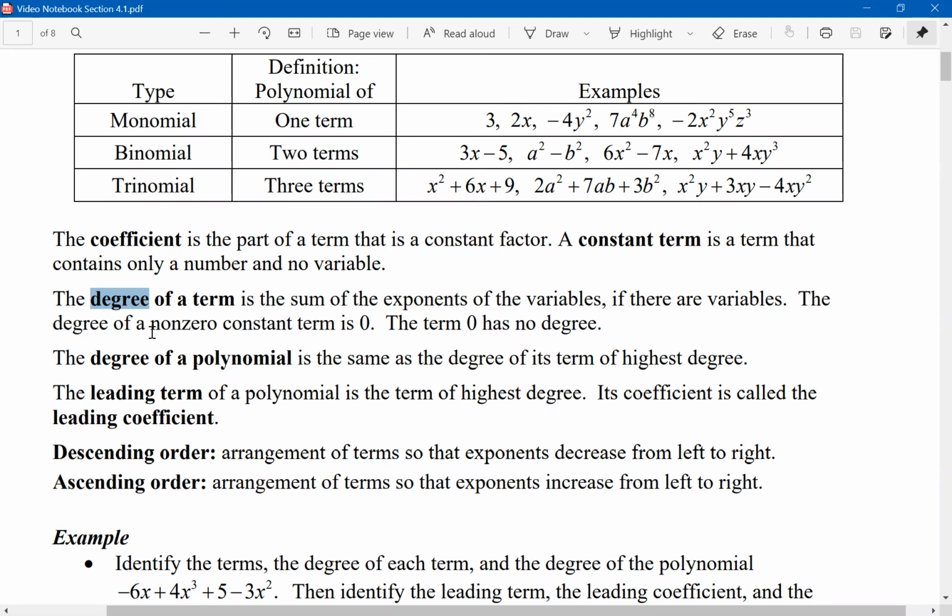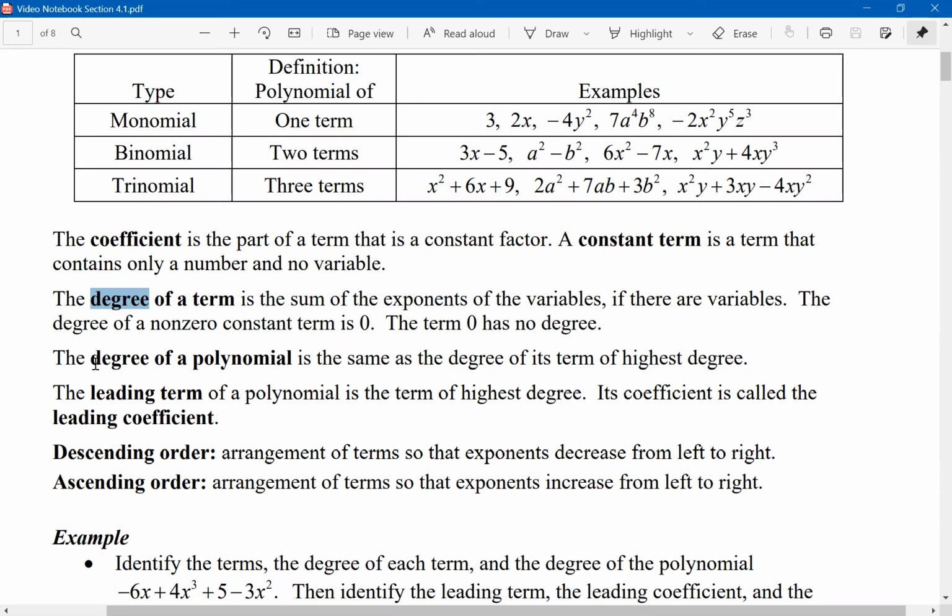The degree of a non-zero constant term is 0. The term 0 has no degree. Okay, so basically if there's an exponent, that's your degree. If there's more than one exponent within the term, you add them together. We're going to see examples of all this very soon. Okay, but just to give a really quick one, up here, if we see 7a to the 4th, b to the 8th, that's all one term. The degree would be 12 because we would add 4 plus 8.